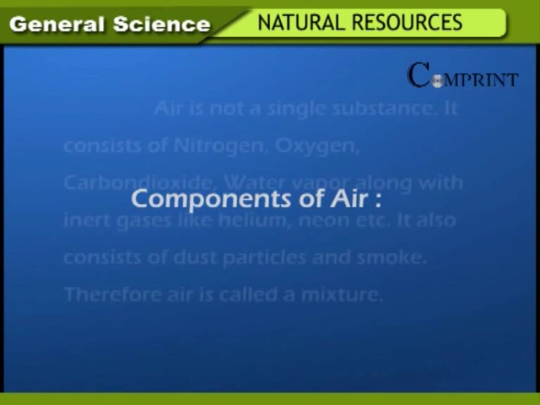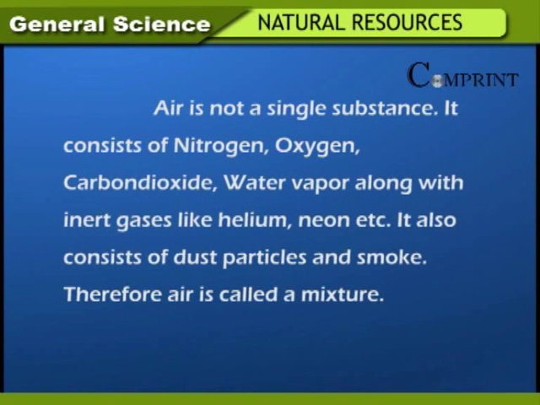Components of air. Air is not a single substance. It consists of nitrogen, oxygen, carbon dioxide, water vapor, along with inert gases like helium, neon, etc. It also consists of dust particles and smoke. Therefore, air is called a mixture.